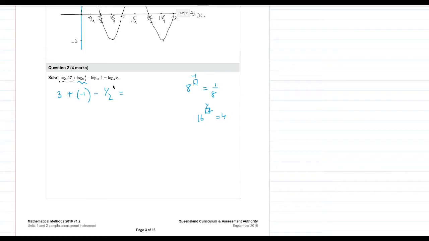Equals log base 4 of x. So this means 4 to the power of something gives us x, and that something is this. So let's solve this. This is going to be 3 minus 1, which is 2, minus half. So it's going to be 1.5. So we want to know 4 to the power of 3 over 2, because that's what that is, equals x. This is the same as doing 4 cubed and then square rooting it. So 4 cubed is 64, to the power of half equals x. So x is going to be 8.